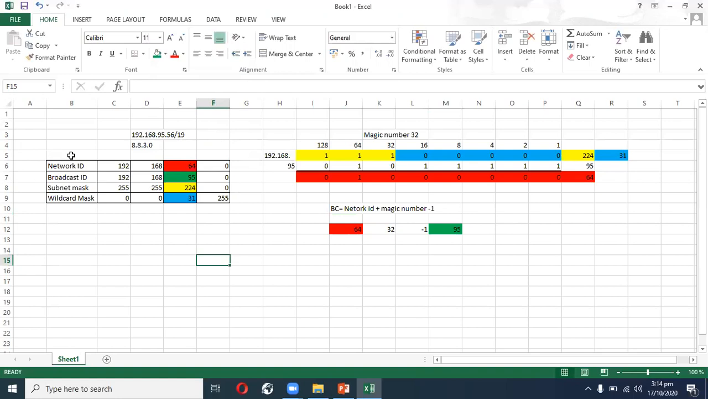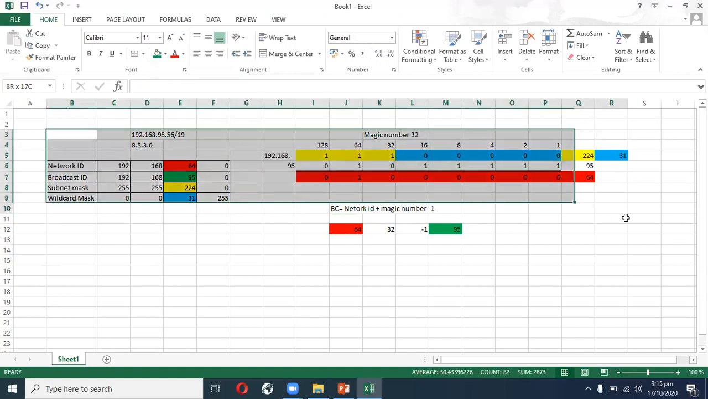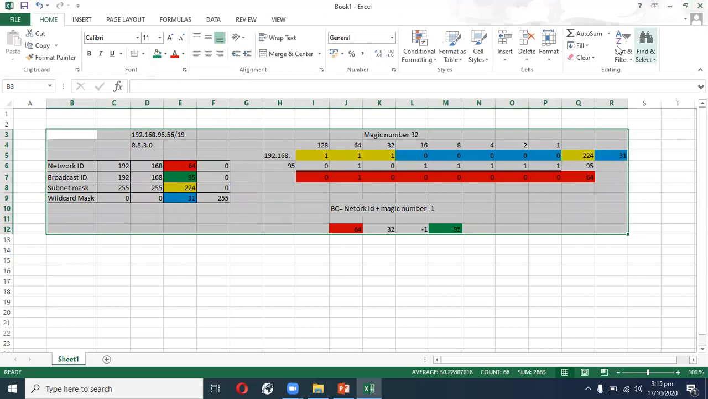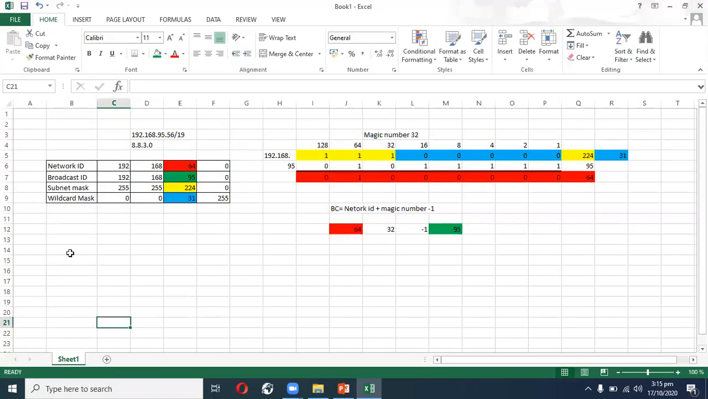So now for this IP, these are our network ID, broadcast ID, subnet mask, and wildcard mask. As you can see, I've used the same formula. I have not changed anything. So it's so easy. Now let me take a class A. Let me do the same operation for class A ID.